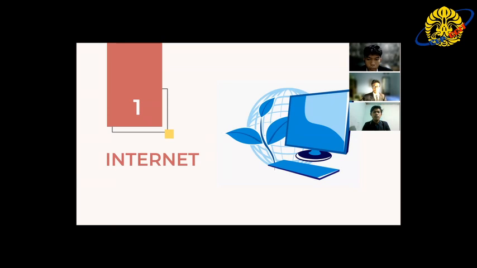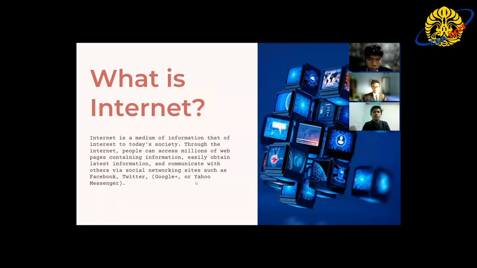In the first slide, we will discuss about internet. What is internet? Internet is a medium of information that is of interest to today's society. Through the internet, people can access millions of web pages containing information, easily obtain the latest information, and communicate with others via social networking sites such as Facebook, Twitter, Google+, or Yahoo Messenger.